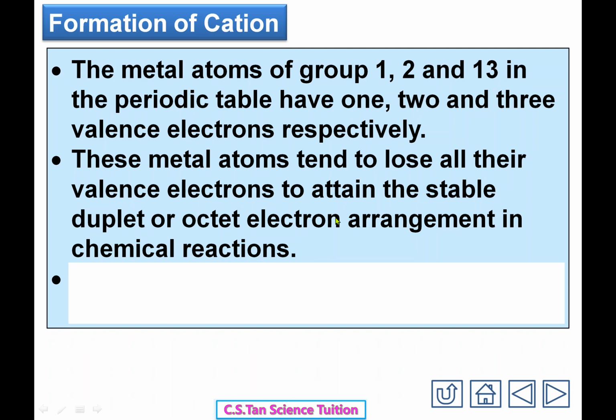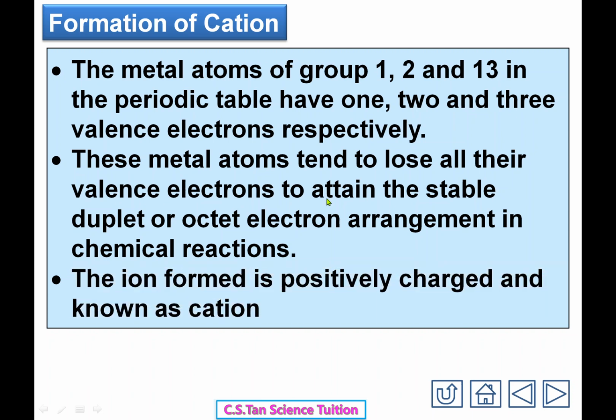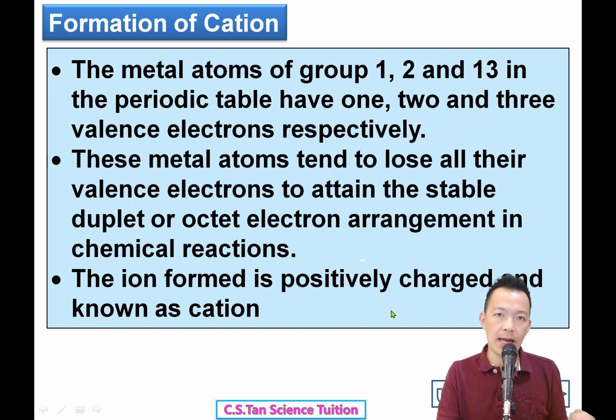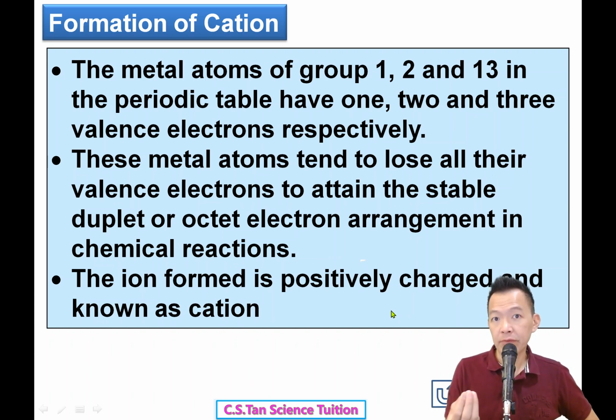So what happens when they lose all the valence electrons? When the electron is lost, the protons are more than the electrons. When the protons are more than the electrons, the atom will be charged. When they are charged, they become ions. So the ion formed has a positive charge, and we call it a cation. So where does a cation come from? A cation comes from a metallic atom losing electrons. Finally they are charged positive, and we call it a cation.